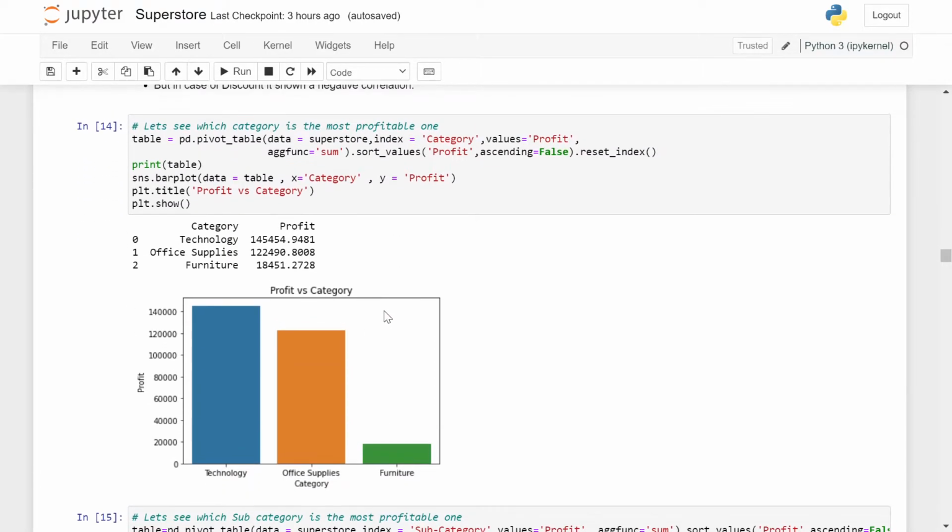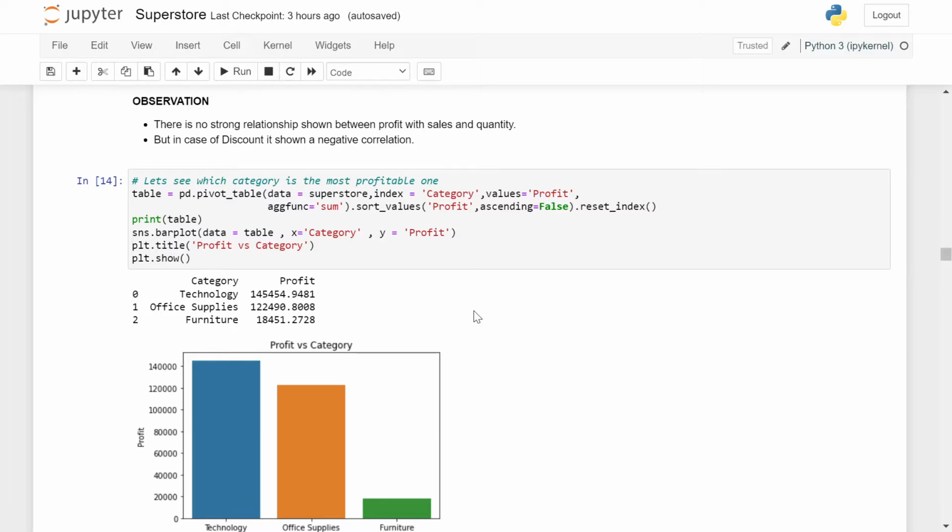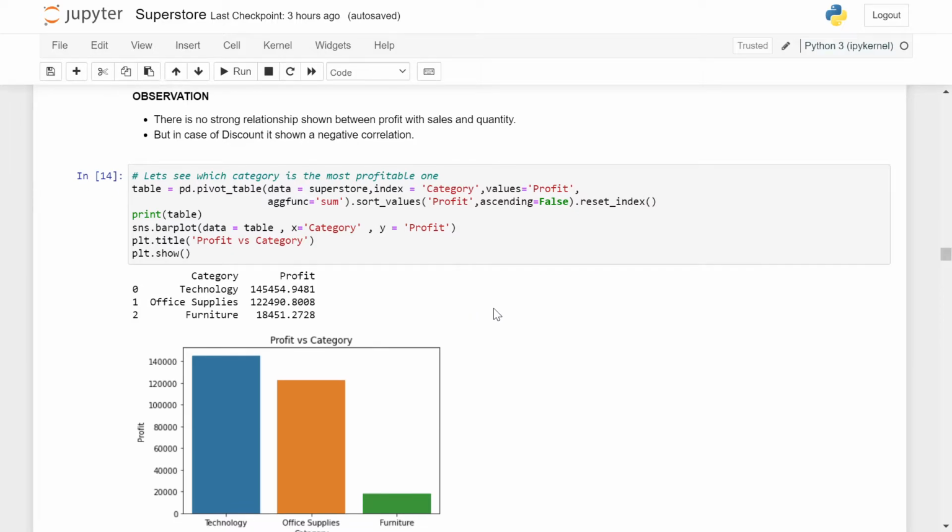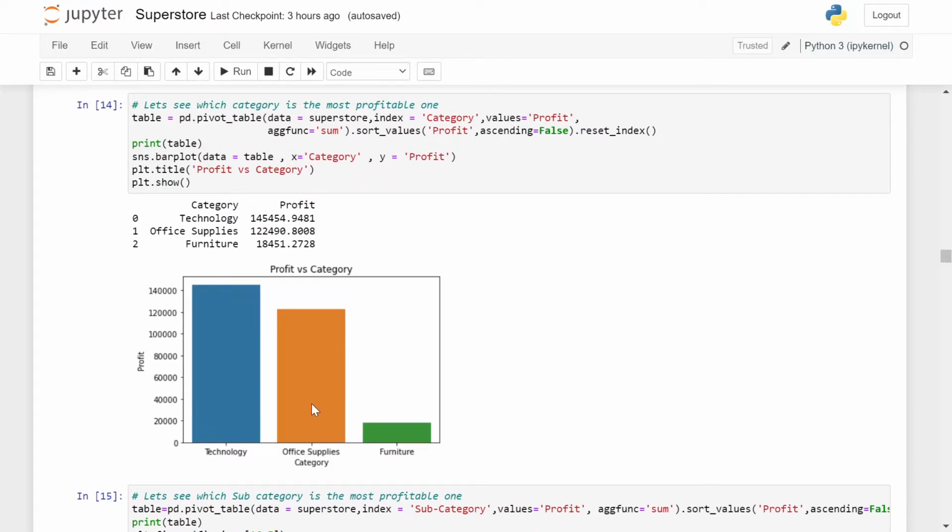After that, I plot a bar plot for profit versus category, meaning which category has the highest profit. Here my observation is that technology has the highest profit, followed by the office supplies category and then the furniture category.